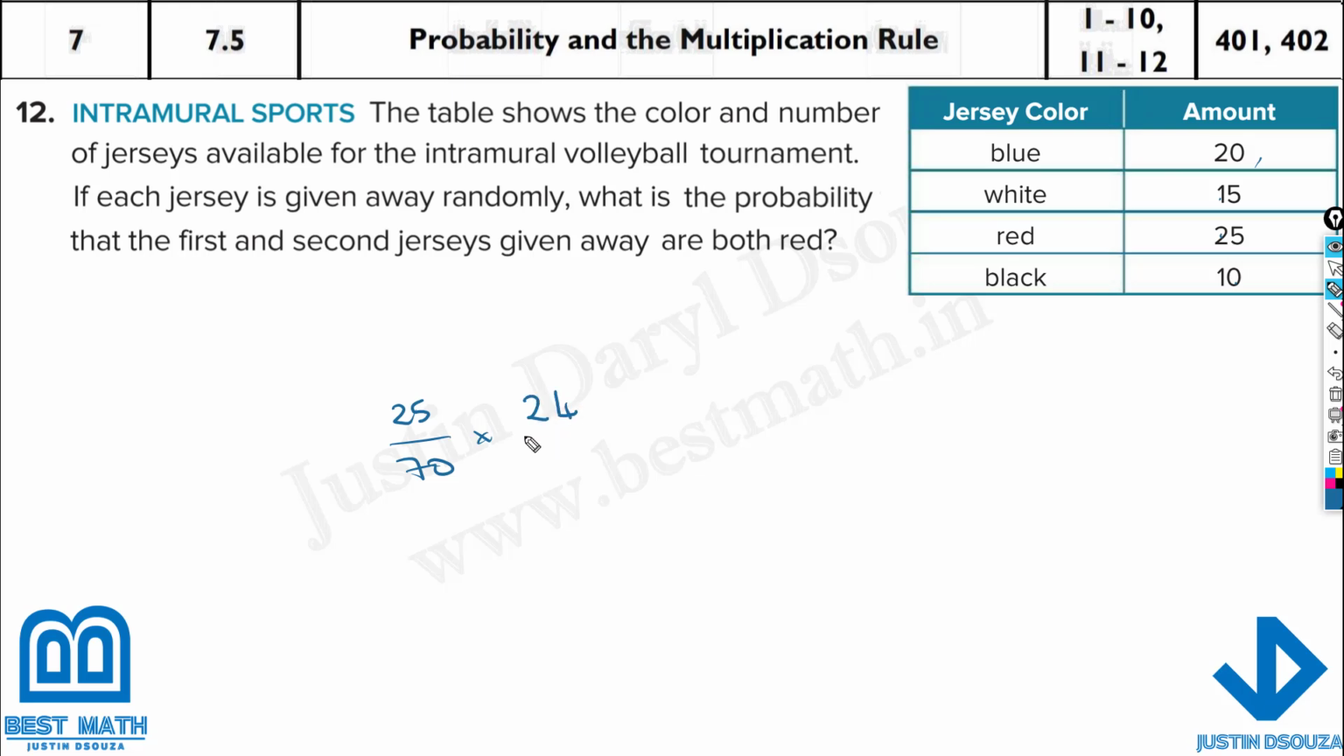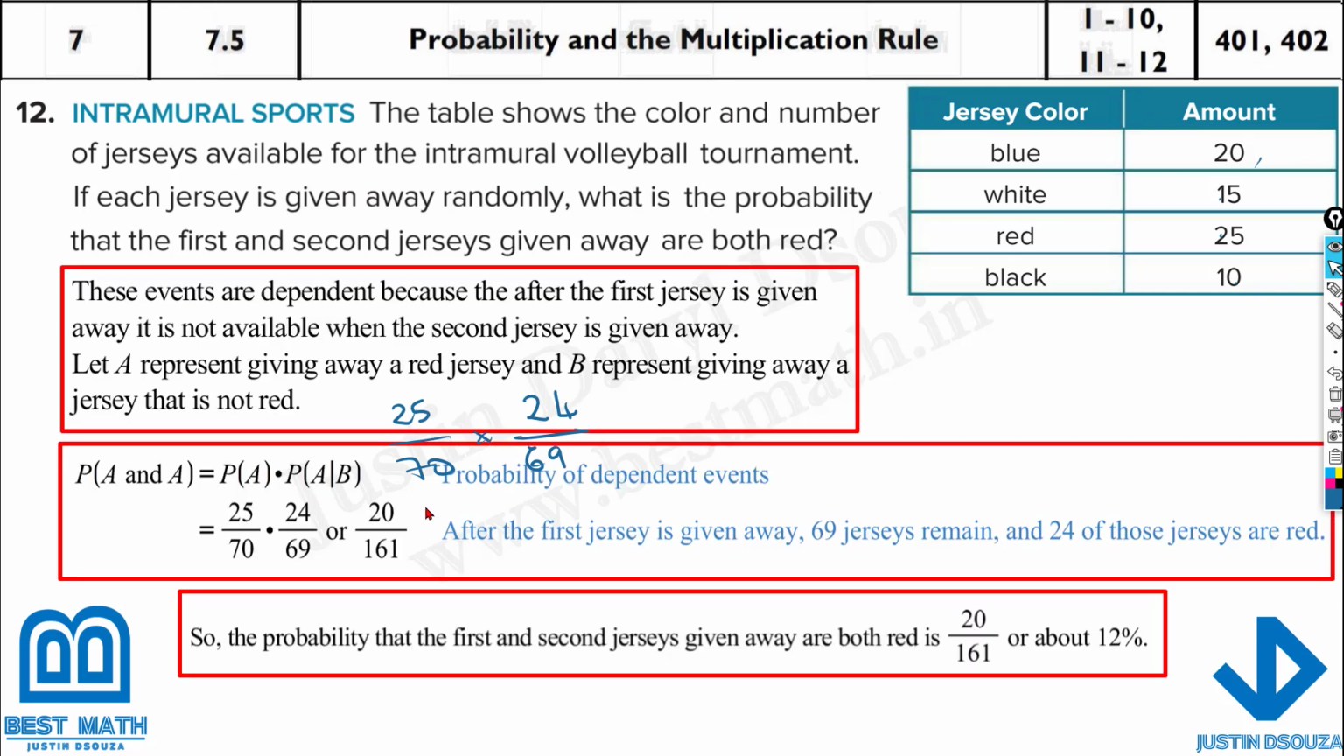Multiplied by, again, you're giving red. It reduces by 1, and even over here, it reduces by 1. So this is it. That will be the probability, and that should be the answer. It's 25 by 70, 24 by 69.